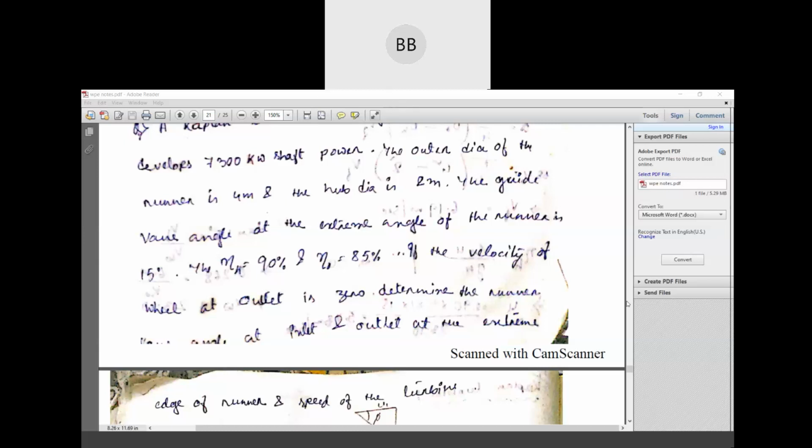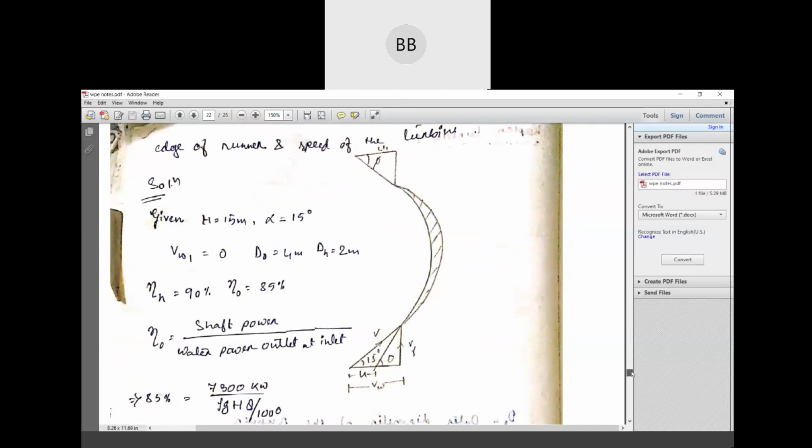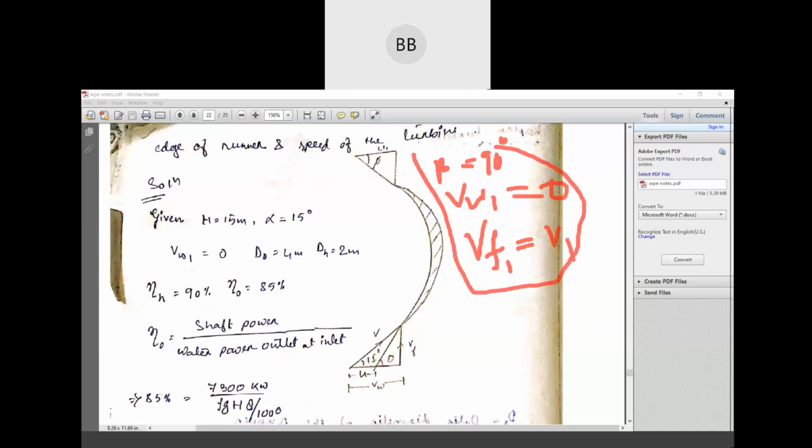Now we move on to the solution. So first we draw the diagram. It is very much similar. Alpha is 15 degrees, given. Theta is not known to us. Here again beta is equal to 90 degree. If beta is 90 degree, your VW1 is equal to 0 and VF1 is equal to V1. So phi and theta we have to find out.